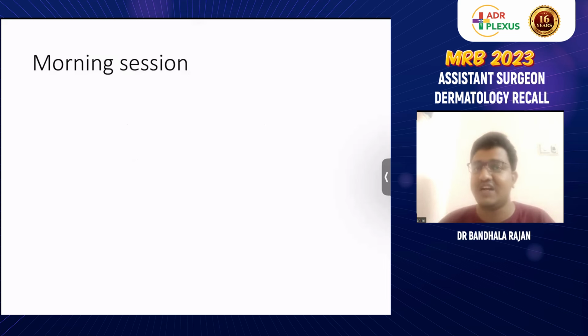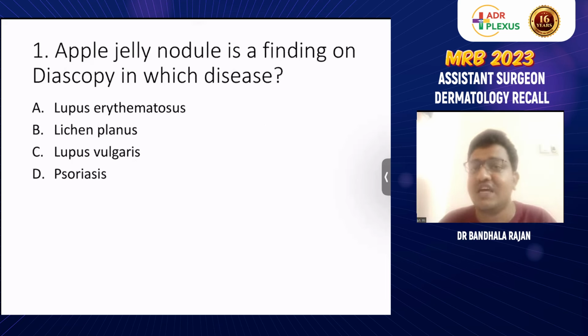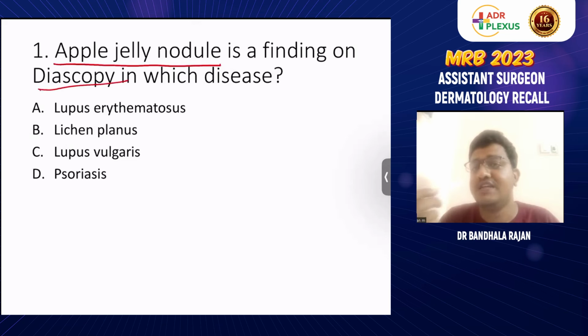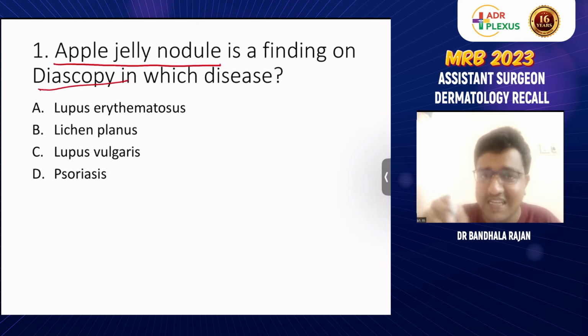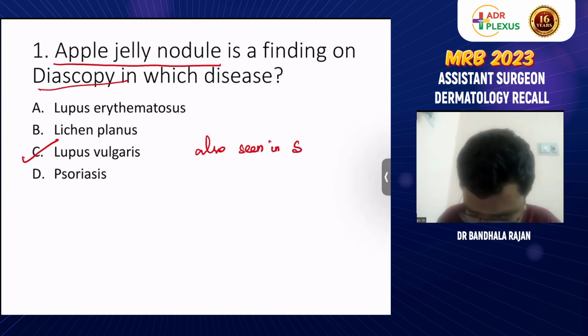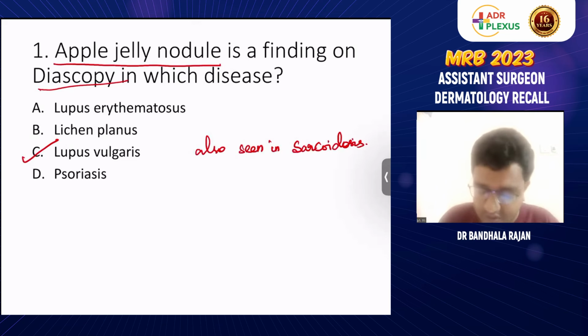Okay. First, we will start with the morning session questions. The first question was: apple jelly nodule is a finding on diascopy in which disease? We have discussed this in MRB, even in other PG, NEET-PG classes also. Whenever you see apple jelly nodule in diascopy, when you press a glass slide, you will see some changes. This apple jelly nodule is characteristically seen in lupus vulgaris. Apart from lupus vulgaris, it is also seen in sarcoidosis. These are the two places it is seen.